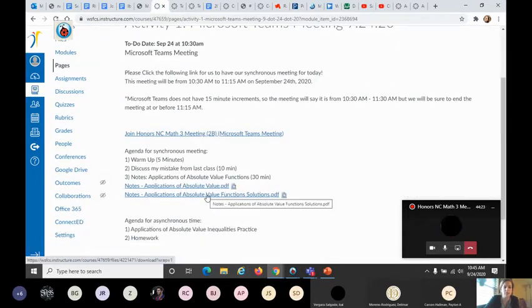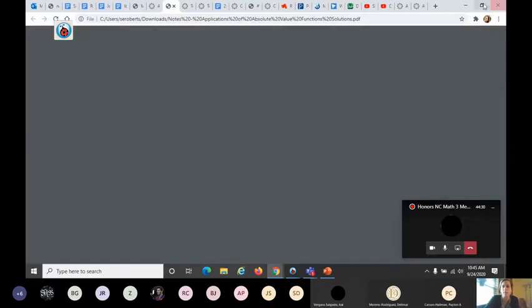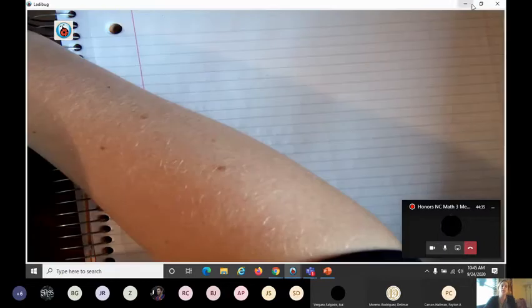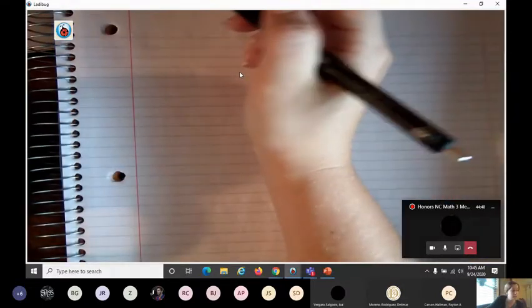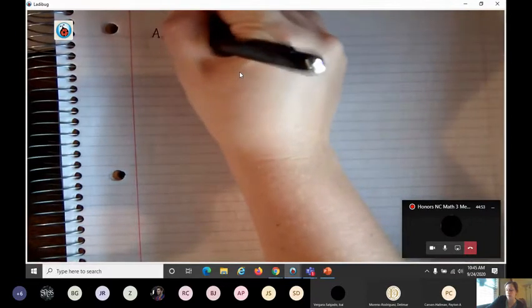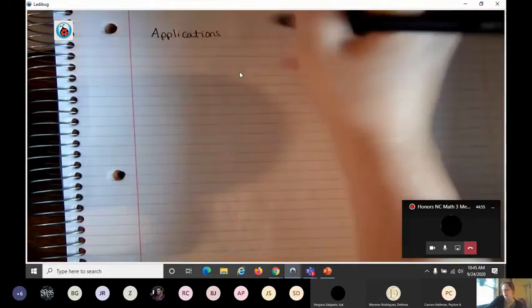Okay, so yeah, the solutions should be here, okay? So you can always pull them up if you need. They'll open up in a PDF that you can pull up on your computer. Okay, so we're gonna start with it. So we've talked about absolute value functions a lot. 2 classes ago, we did absolute value equations, and then we did absolute value inequalities on Tuesday, and today we are talking about applications of absolute value.